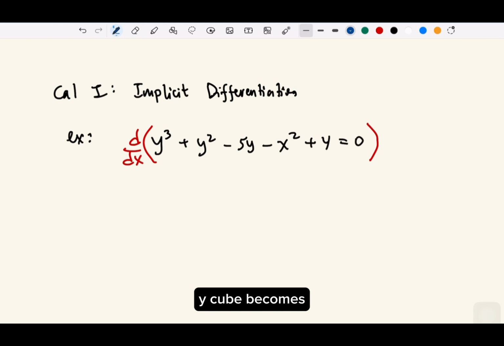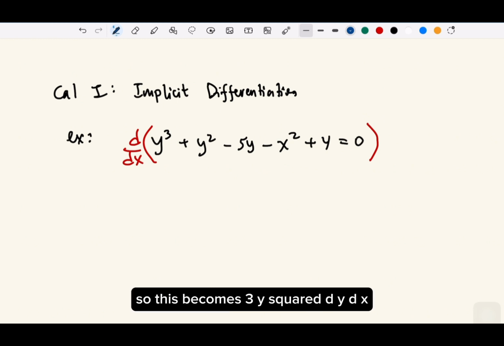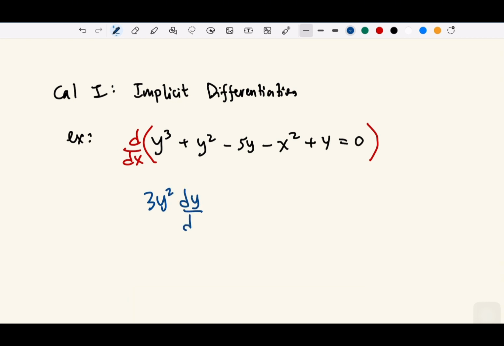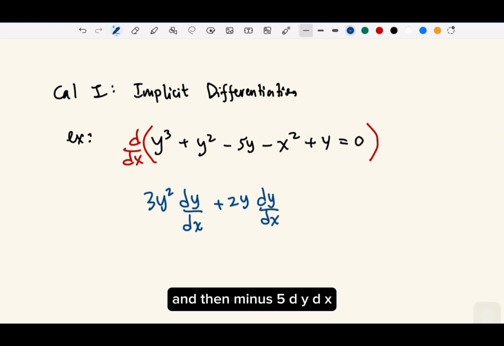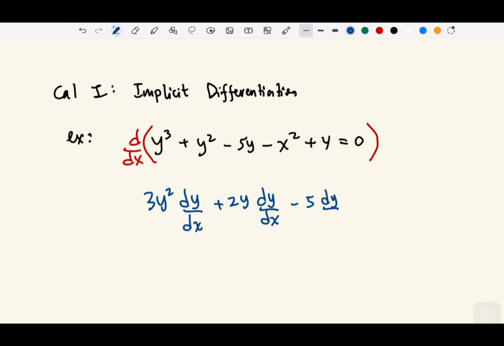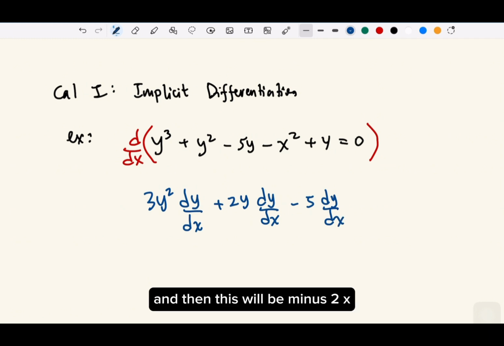y cubed becomes, no, not partial. Implicit. No, not partial, it's calculus 1. Y cubed becomes 3y squared dy dx. Okay, so this becomes 3y squared dy dx plus 2y dy dx and then minus 5 dy dx. And then this will be minus 2x, 4 just a constant, 0, so this will be equal to 0.